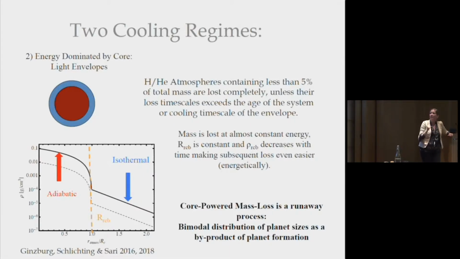Energetically, you have enough energy, and it gets easier and easier from an energy point of view. Once you lose half your envelope mass, it's even easier energetically to lose the second half because you're not shrinking your radiative-convective boundary. So that was really intriguing. So basically what planet formation would tell you, by default, you should expect a bimodal distribution of planet sizes, the ones that got to keep the hydrogen-helium envelopes and the ones that get to lose it.